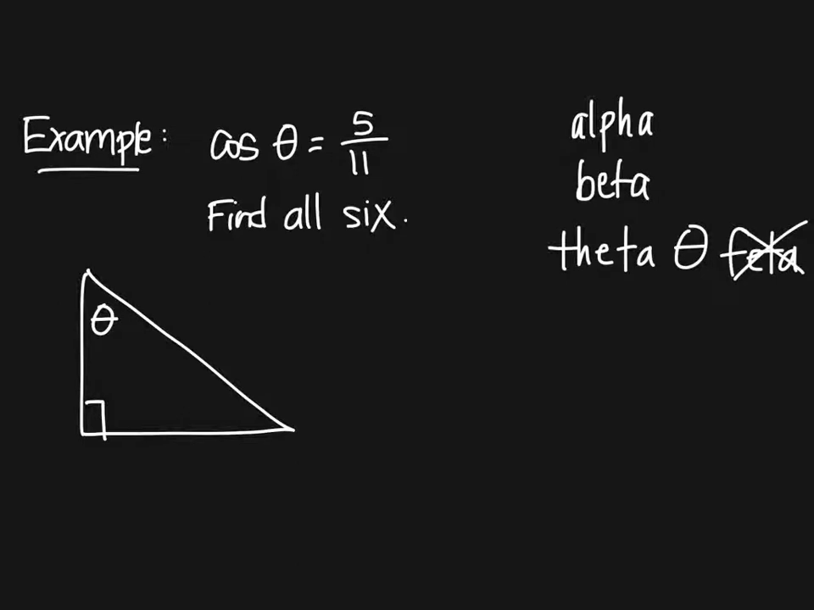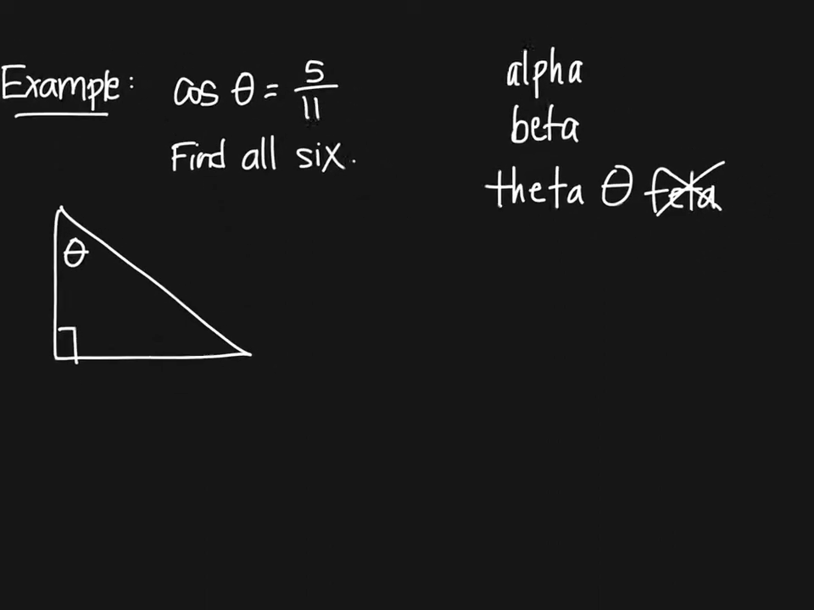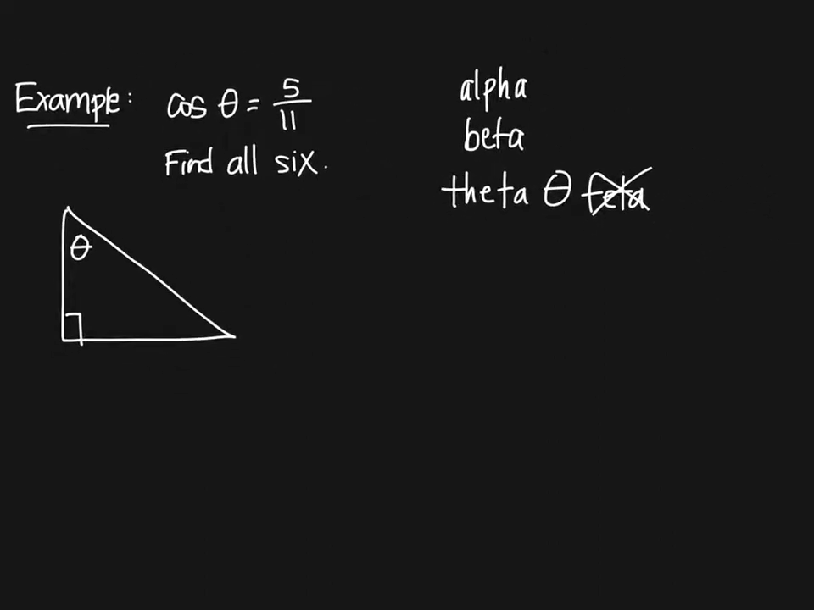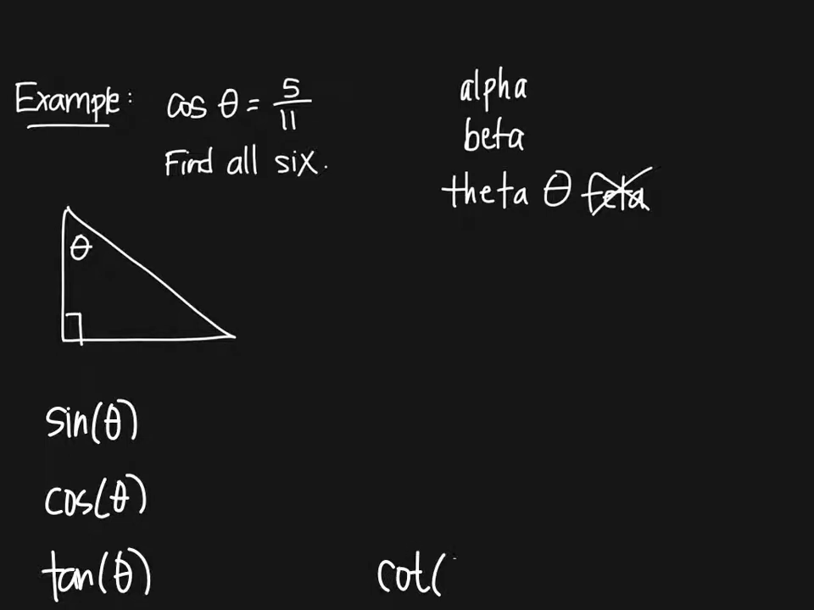Now, I've got to find all 6. So let's just set ourselves up here. We want to find sine of the theta corner, cosine of the theta corner, and tangent. So those are the big 3. And then we are also going to need to do cotangent, secant, and cosecant. So it's sort of like a puzzle. It's finding the clues and figuring it out.